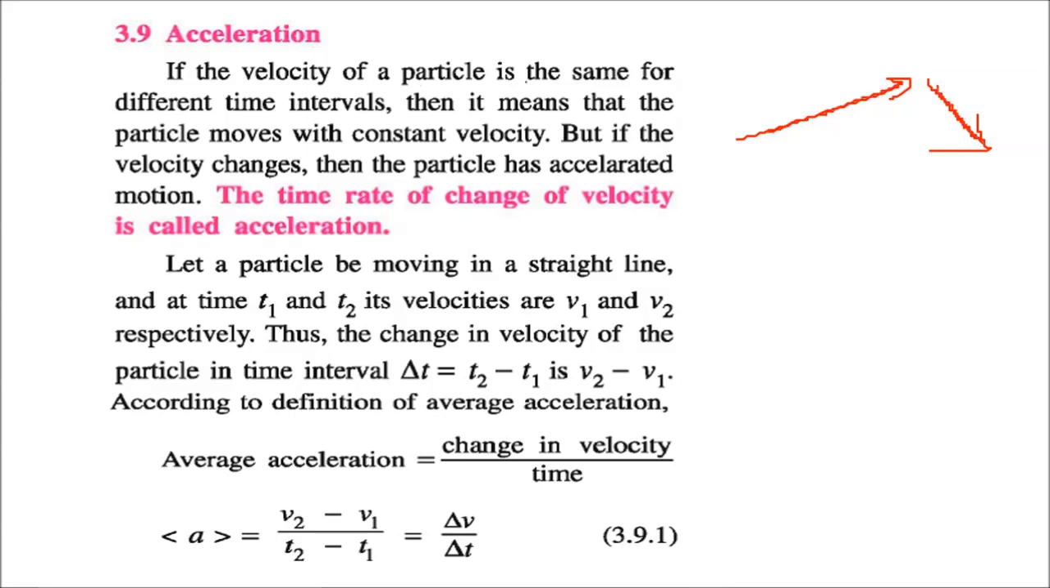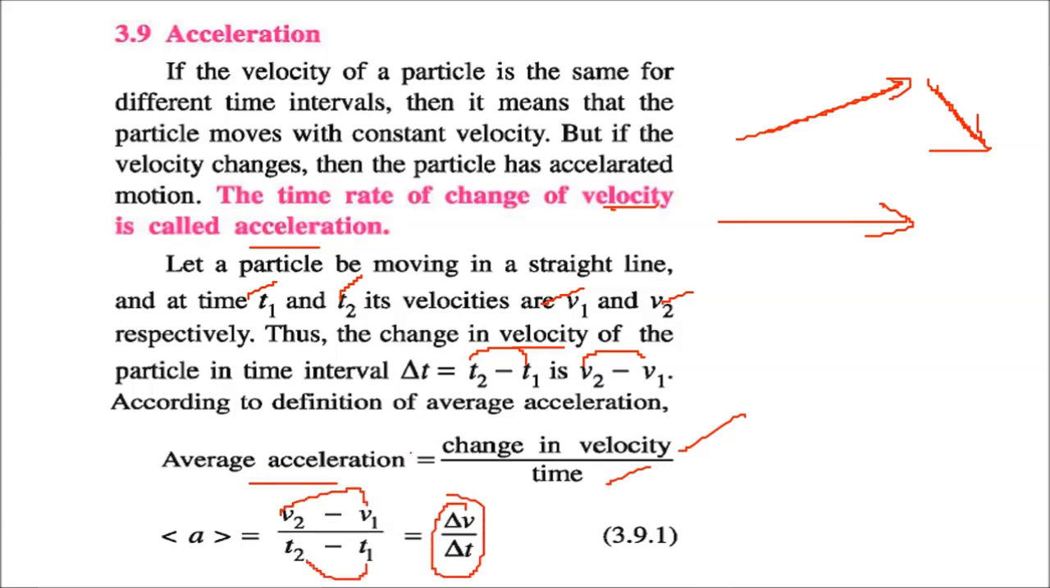If the velocity of a particle is the same for different time intervals, it means the particle moves with a constant velocity. But when the velocity changes, the particle is in accelerated motion. The time rate of change of velocity is called the acceleration. How to find it? At t1 the velocity is v1, and at t2 the velocity is v2 in a straight line. So the change in velocity is v2 minus v1, and the change in time is t2 minus t1. The average acceleration is the change in velocity by the change in time: v2 minus v1 by t2 minus t1, which gives delta v by delta t.